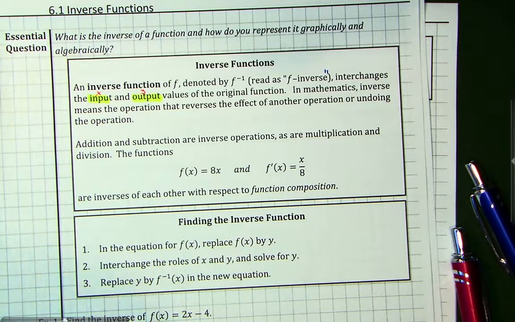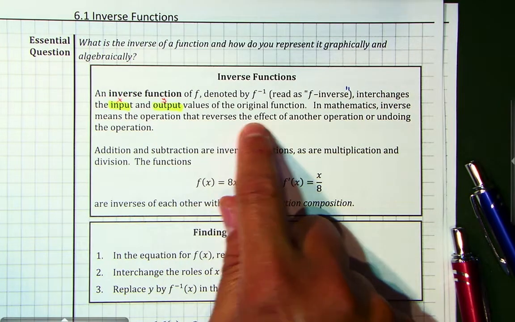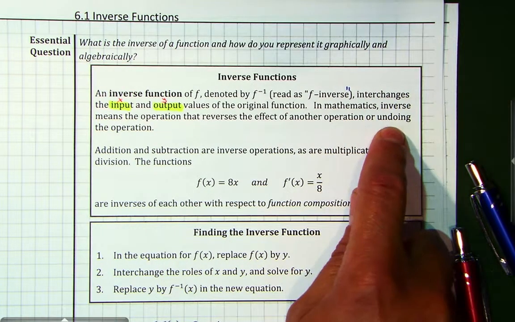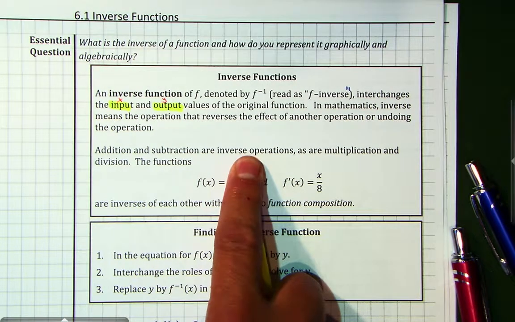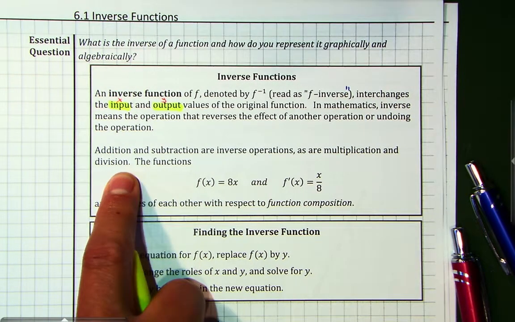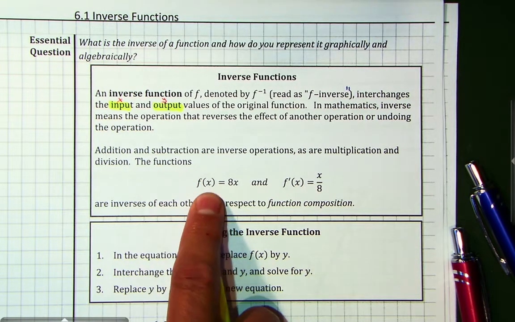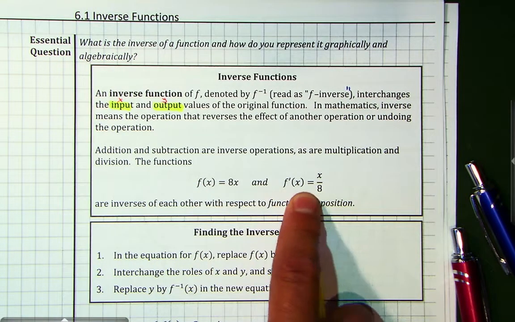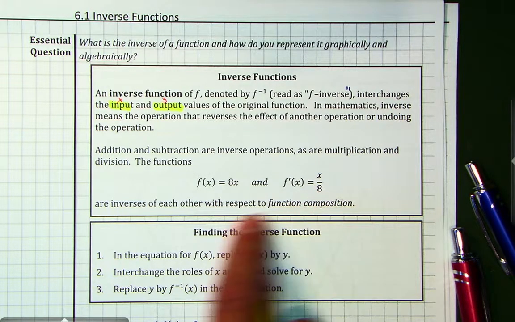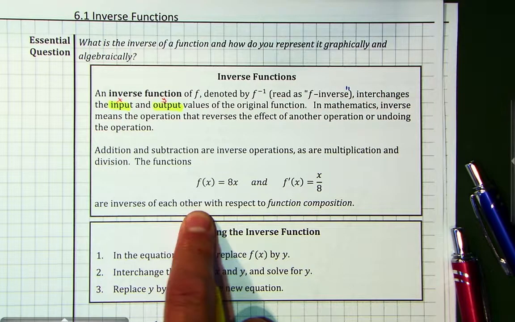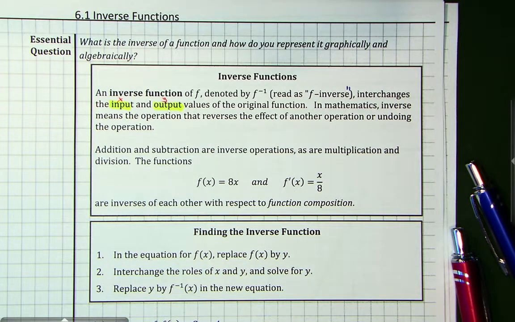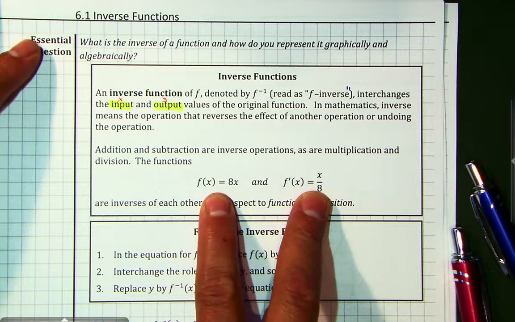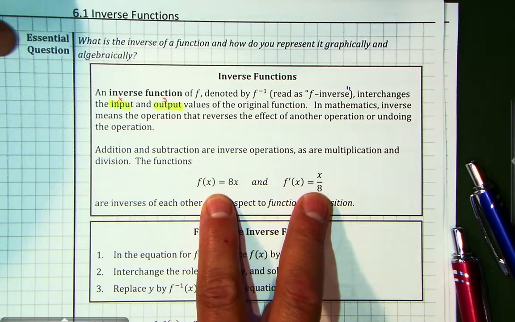In mathematics, inverse means the operation that reverses the effect of another operation, or undoing the operation. So addition and subtraction are inverse operations, and multiplication and division as well. The functions f of x equals 8x and f inverse of x equals x over 8 are inverses of each other with respect to function composition. So since they're inverses of each other, they should undo each other.